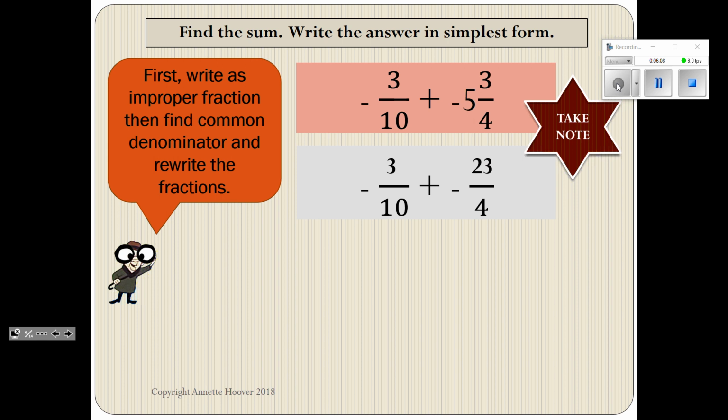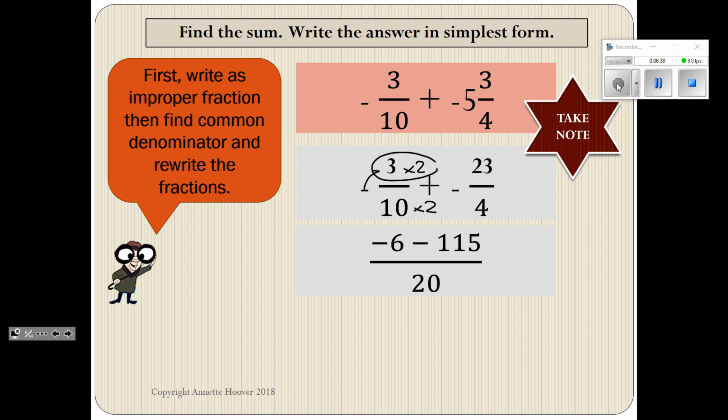So that gives us, there's our negative 3/10 and our negative 23/4. Now for common denominator, I know that if I count by tens, 10, 20. If I count by fours, 4, 8, 12, 16, and 20, but the least common multiple there is going to be 20. So I can rewrite these with a denominator of 20. When I do that, 10 times 2 equals 20, so I have to multiply 3 times 2, and that would be a negative, so I wrote negative 6. 4 times 5 equals 20, so I have to go 23 times 5, and that would be a negative, see the negative sign right here, 115.